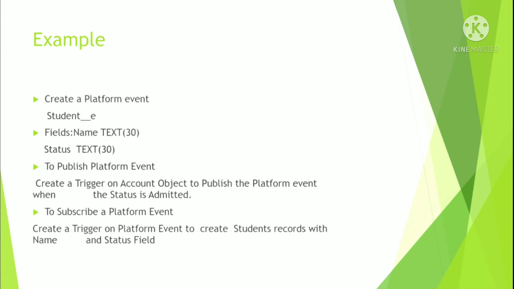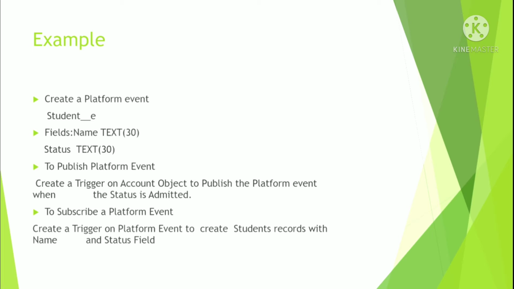Platform events. So in today's session we are doing it through Apex. In this example we'll create a platform event. I'll show you how to go to platform event and how to create those platform events. We'll create two fields, name and a status field. We'll create a trigger on account object which will publish a platform event on a particular condition, like when status is admitted.